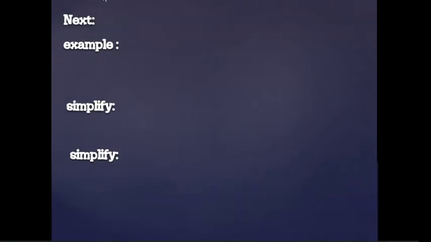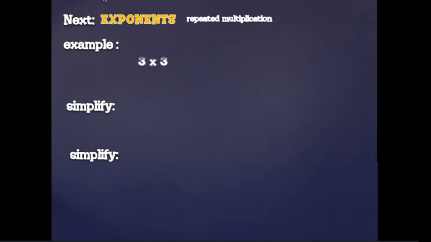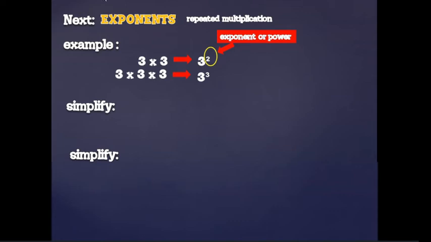After the first step, we go to the next step, which is the exponents. Exponents are repeated multiplication. For example, 3 times 3 can be written as 3 squared. The small number 2 is the exponent or power. It tells you how many times the bigger number is multiplied by itself. 3 times 3 times 3 can be written as 3 cubed. 3 times 3 times 3 times 3 can be written as 3 to the 4th power.